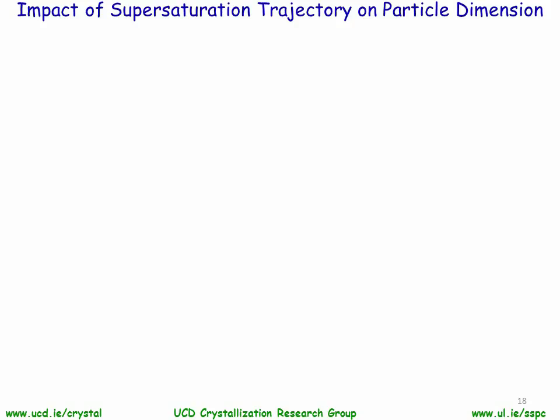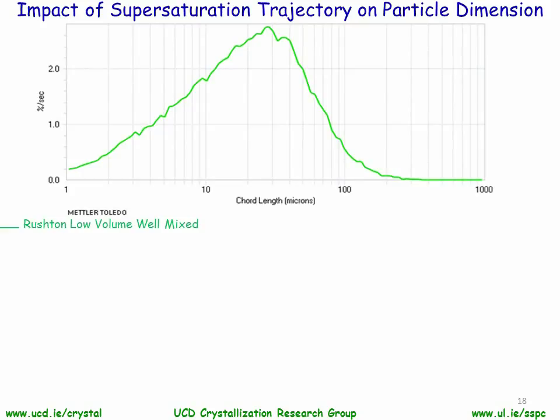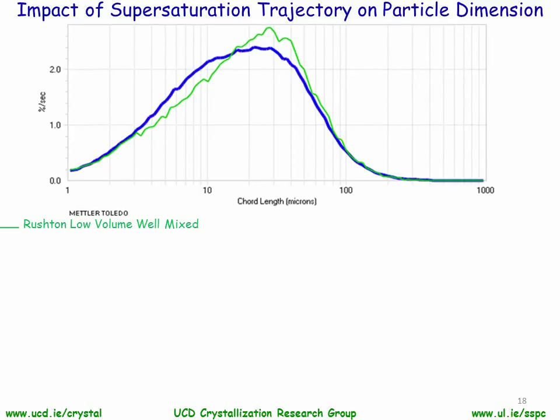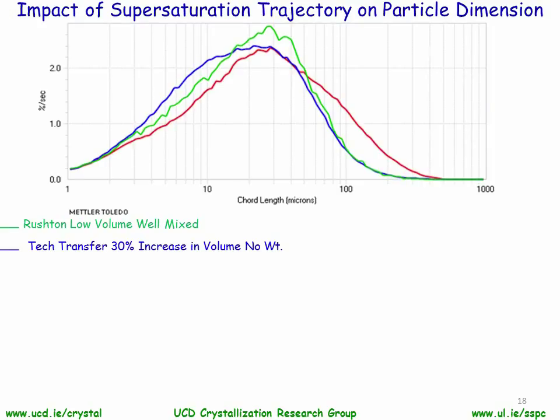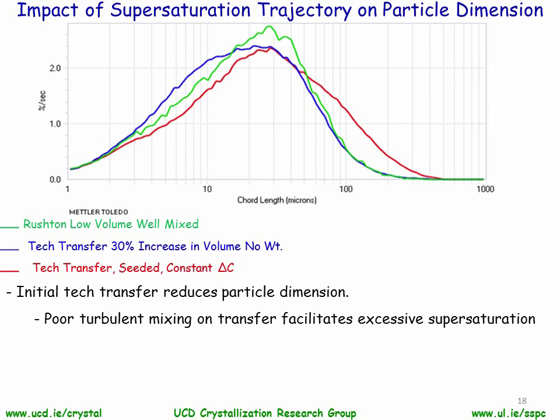So now looking at FBRM, we can see that the low volume well-mixed system produces a nice uniform chord length distribution. We then shift to the left, so we increase the number of fines present in the crystallization by increasing the level of supersaturation observed during the tech transfer. We then reduce supersaturation during the tech transfer by seeding. And as we can see here from the chord length distribution, we notably reduce the fine end and extend the coarse end. So we've dramatically increased the particle dimension observed by seeding and maintaining a constant supersaturation.